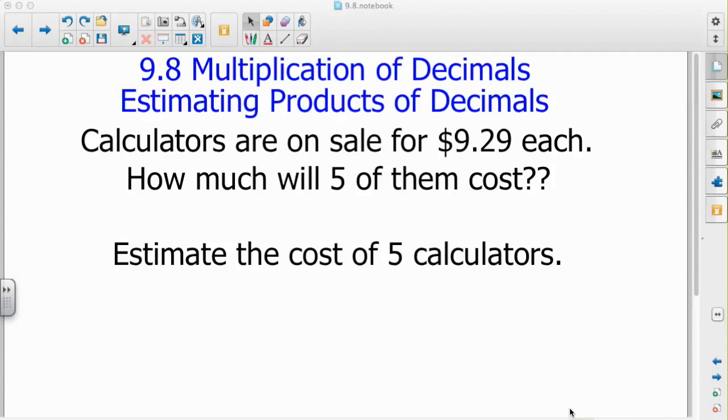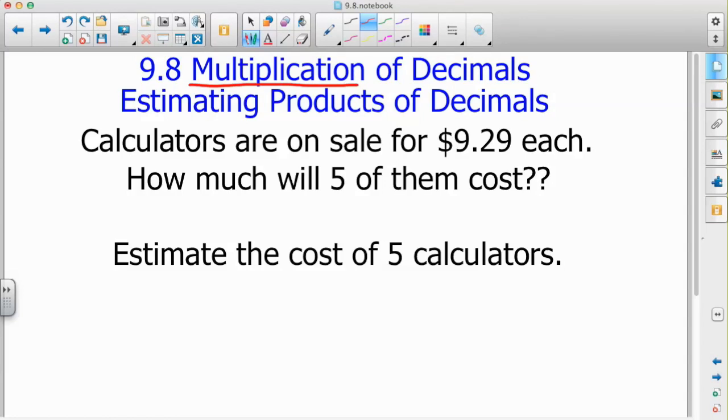Welcome back, class. Today in this video we are going to learn how to multiply decimals. And we're going to multiply decimals using a special strategy. We're going to be multiplying decimals by estimating the products of decimals.